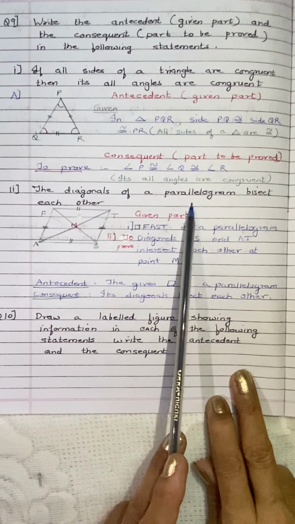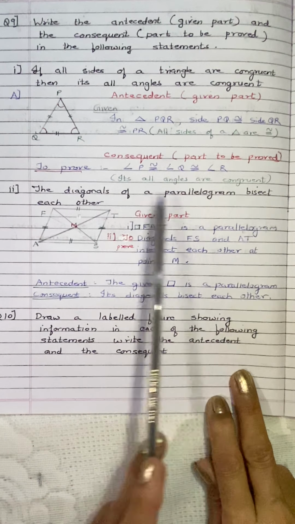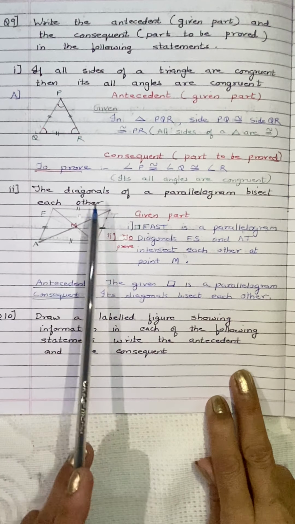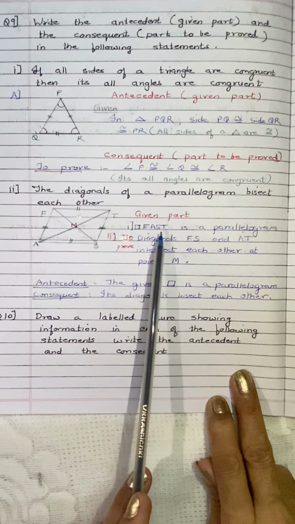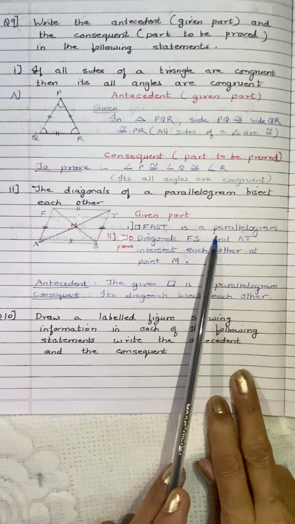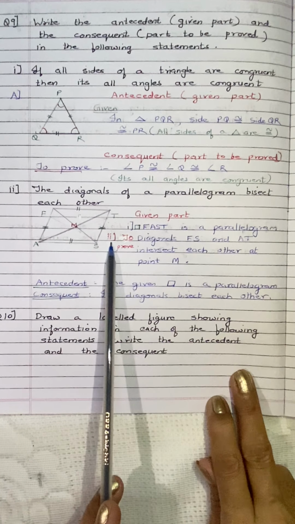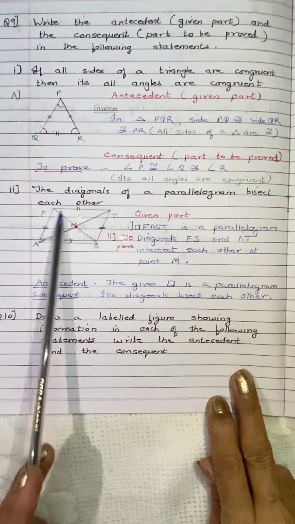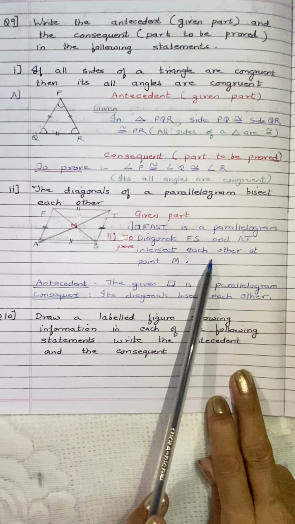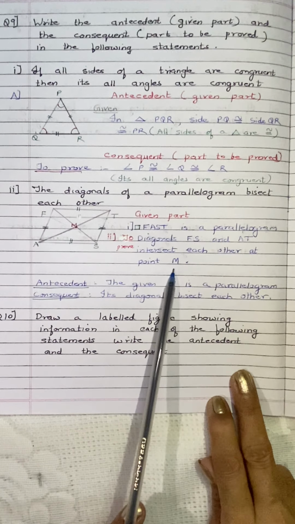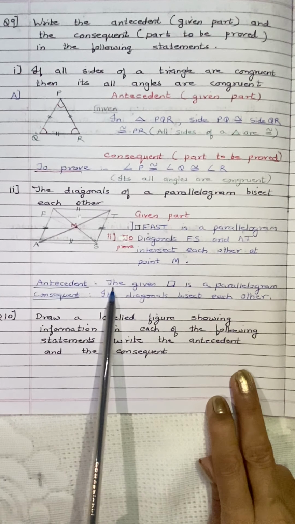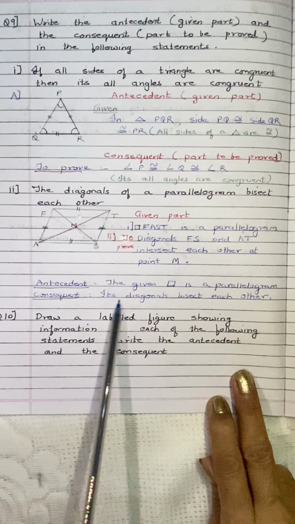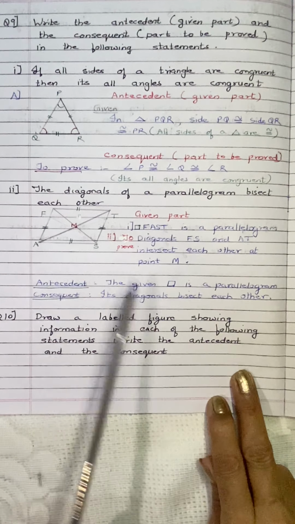Sub-question 2. The diagonals of a parallelogram bisect each other. Now the parallelogram is FAST. The given part is: quadrilateral FAST is a parallelogram. What we have to prove is that the diagonals FS and AT intersect each other at point M. So the antecedent is that the given quadrilateral is a parallelogram, and the consequent is that its diagonals bisect each other.